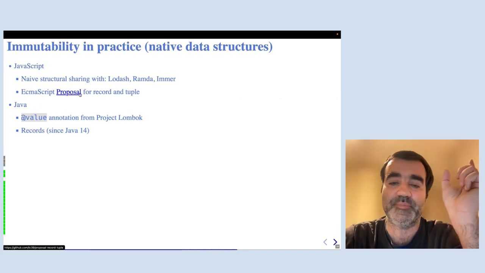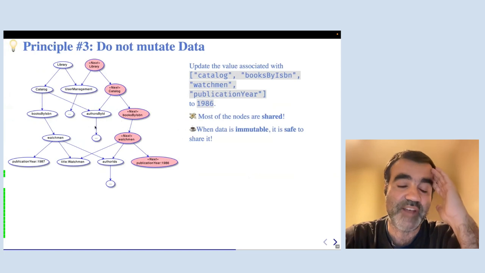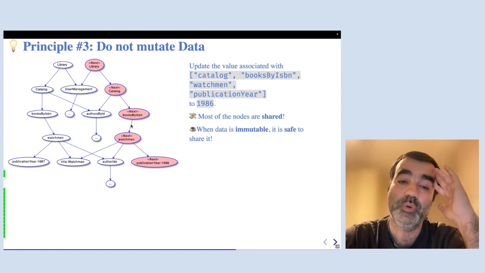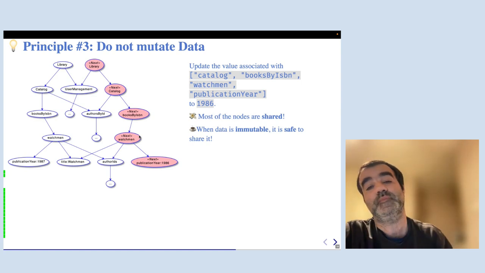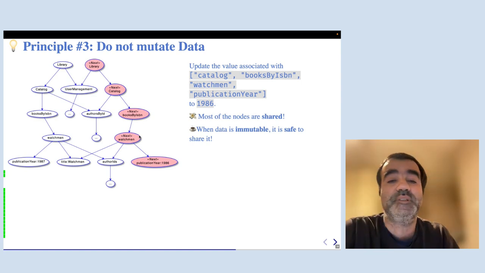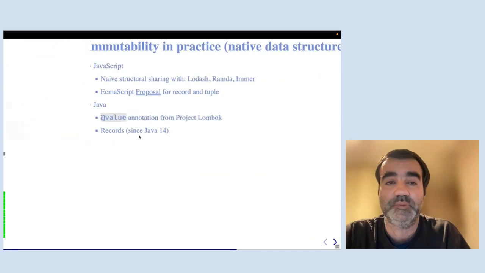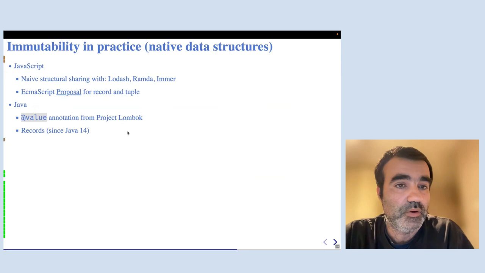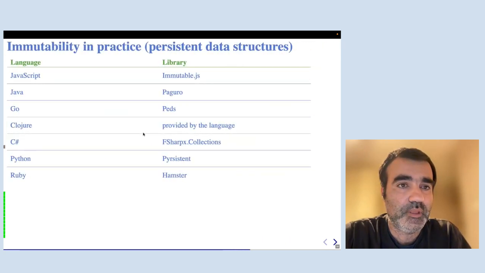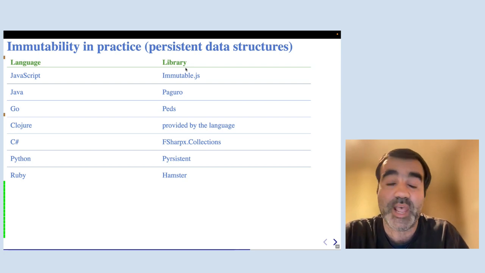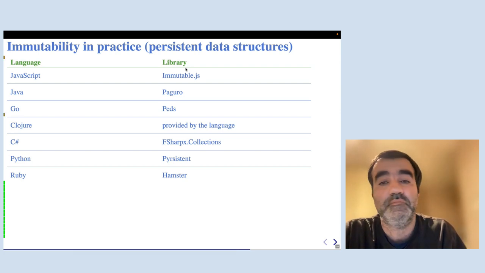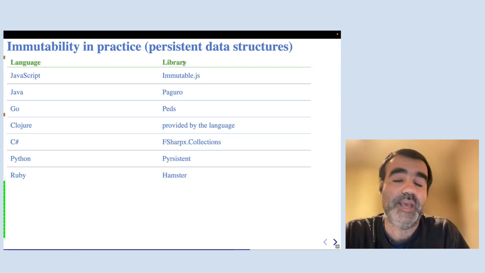But there is a little problem with this approach: sometimes we could have many, many references to copy. For example, let's say in books by ISBN, we have 1 million books. We would need to copy 1 million minus one references. Sometimes it is not affordable. So if that's the case, we could use a special data structure called persistent data structure that was promoted by Clojure in 2009, but nowadays it's available in virtually any programming language via a third-party library.